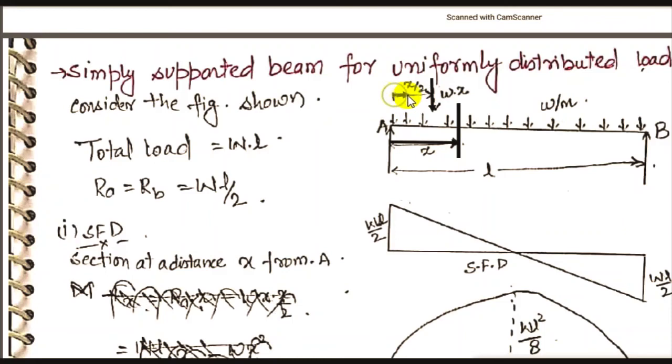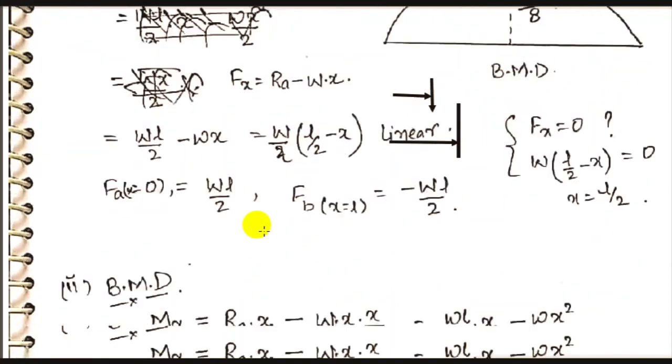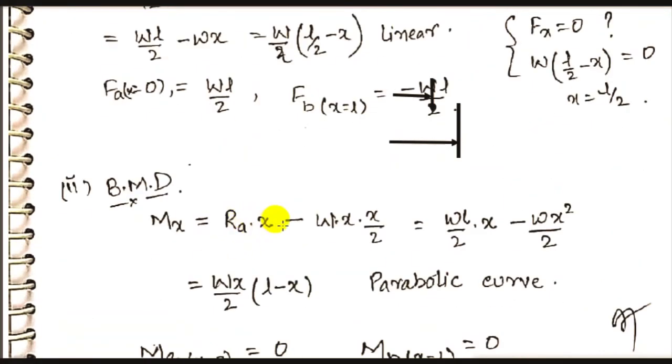At any point at a distance X, you will definitely consider that this load Wx will act at the midpoint. So shear force is Wx into X by 2. This is the force WL by 2. This is RA and Wx, and Wx is W into X. So shear force is this one, and you are going to draw this, and bending moment is RA cross X minus Wx into X by 2.